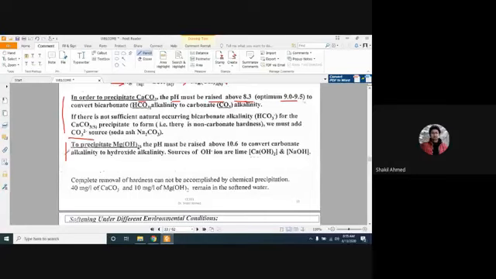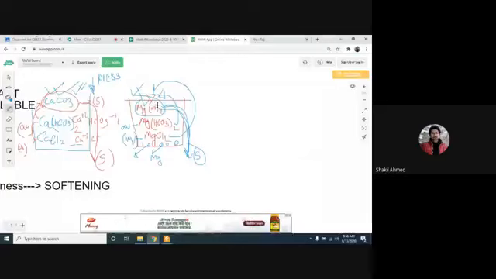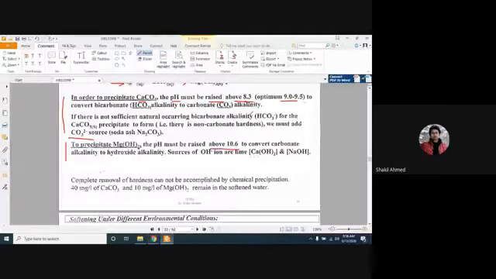For magnesium, the pH must be raised above 10.6 to convert carbonate alkalinity to hydroxide alkalinity. That means to get this, your pH must be raised above 10.6. So this is even more grueling or arduous.